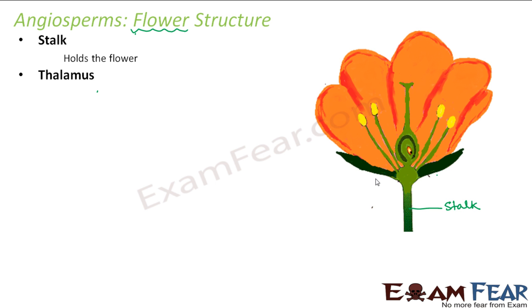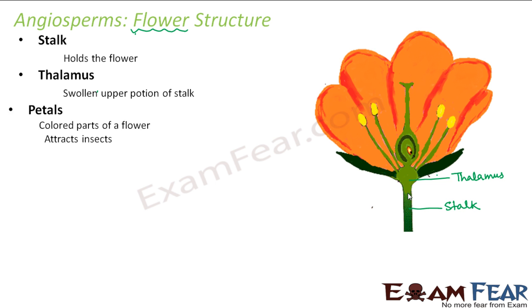Next is thalamus. So this portion is known as thalamus. It is the swollen upper portion of the stalk. So this is stalk and the upper portion of the stalk is a swollen structure which is thalamus.